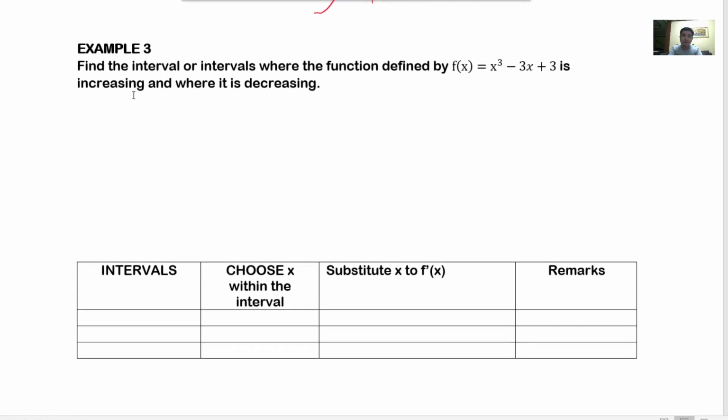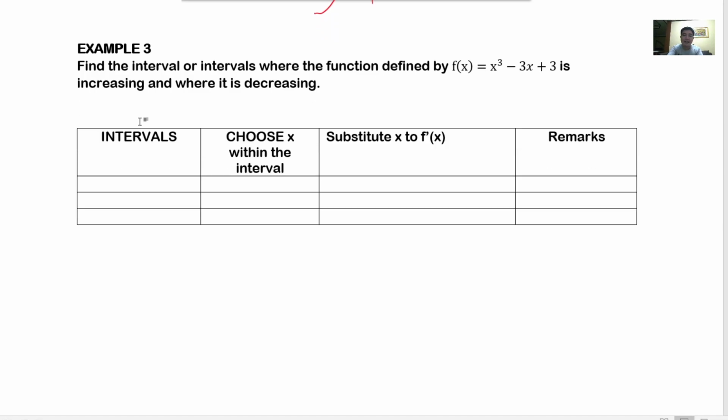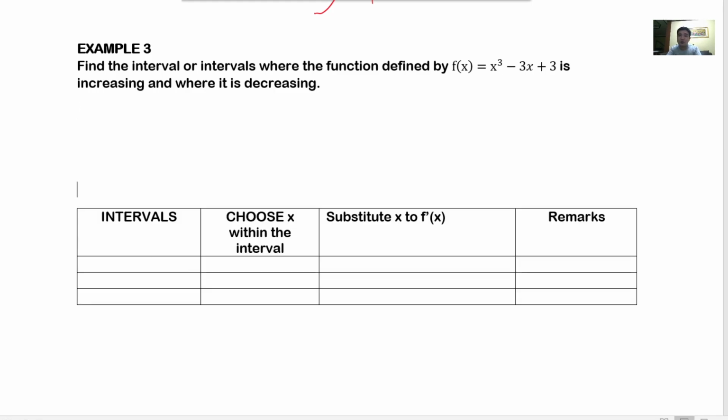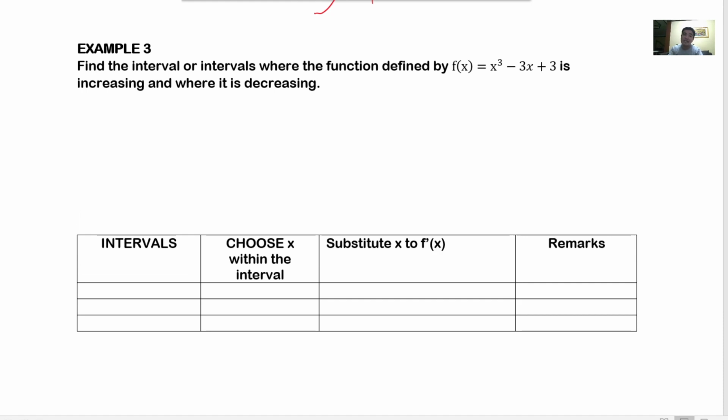So, example number 3. Find the interval or intervals where the function defined by f of x equals x cubed minus 3x plus 3 is increasing and where it is decreasing. So, step 1 again. Okay, it's repetitive, ha. Get the derivative, then equate to 0, and then get the critical numbers.